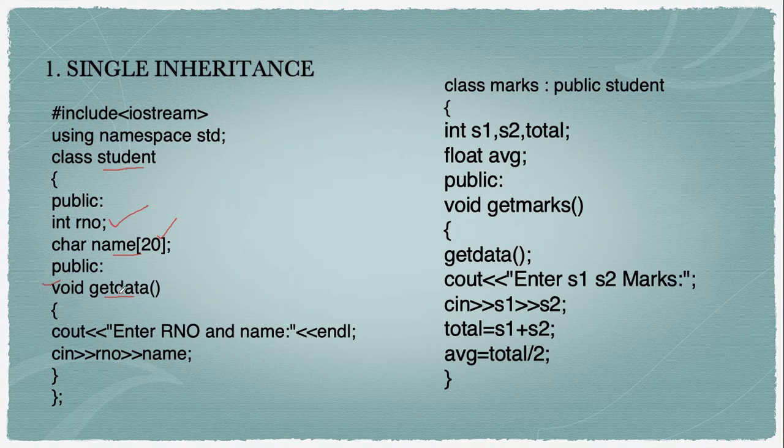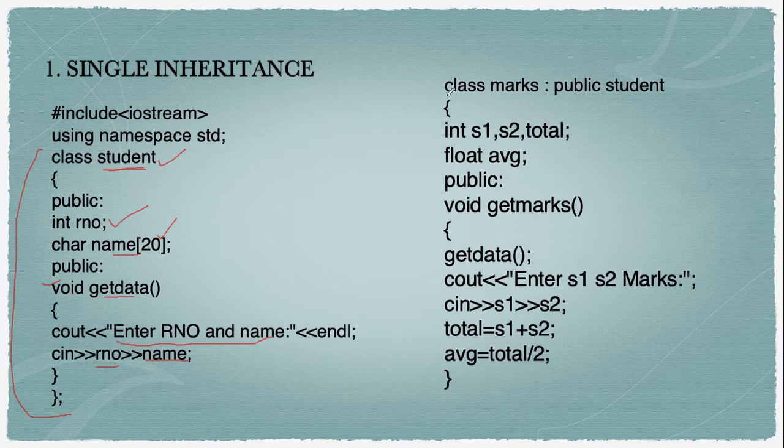So when I execute this get data, I want to display the message: enter RNO and name. So I have specified it with cout. Then when the user enters the details for roll number and name, I have to store them into the RNO and name variables, which we have already defined in this program. This is one class. We use this class as a base class. That means the student class I am going to use as a base class.